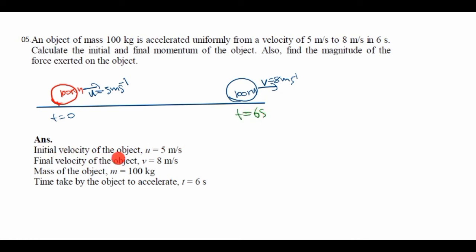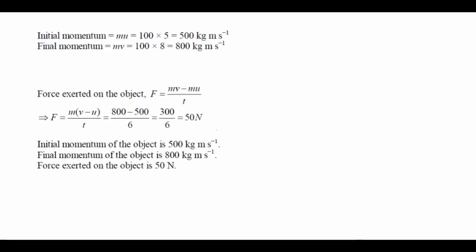This question is really a different one, because we are about to find a force using the change of momentum. We have to write down the values: u equals 5 m s^-1, v equals 8 m s^-1, m is 100 kilogram, and the time is 6 seconds. So let's analyze this one. Before doing that, we have to get the change of momentum. It starts from 5 m s^-1 and reaches a higher velocity of 8 m s^-1. The initial momentum is mu, that means 100 times 5, 500 kg m s^-1, and 100 times 8, 800 kg m s^-1 for the final momentum. So according to the equation, F equals (mv minus mu) over t.